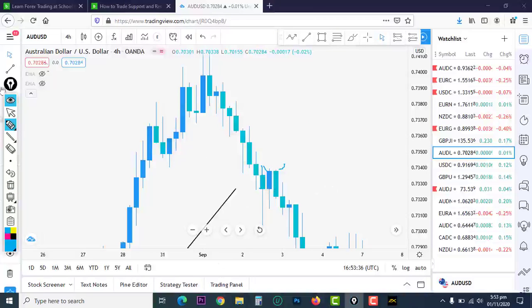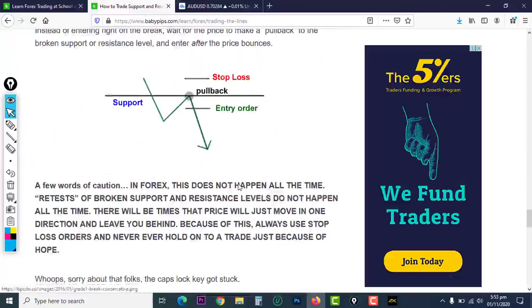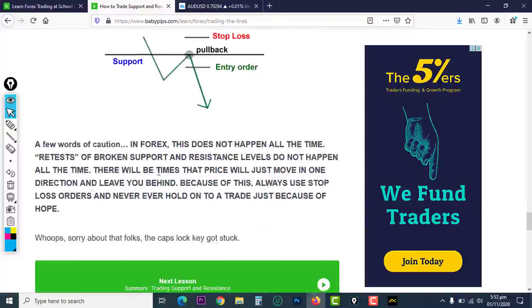Okay, so let us move ahead in our lesson. I think we've pretty much covered it all. Support: when the prices break the support level, right, and it's falling back down, you enter with your stop loss ahead. Now let's read this very important information here.